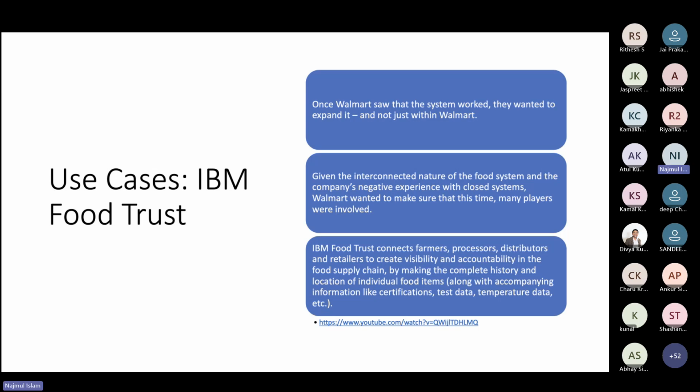For instance, this IBM Food Trust, what they did, they connected farmers, processors, distributors, retailers to create visibility and accountability in the food supply chain. So all supply chain participants were involved. And by that, they made a complete history and location of individual food items, along with certifications, for instance, temperature data even. Let's say the farmer is harvesting in some environment and you have IoT tools, and the temperature data is recorded and sent to the blockchain.